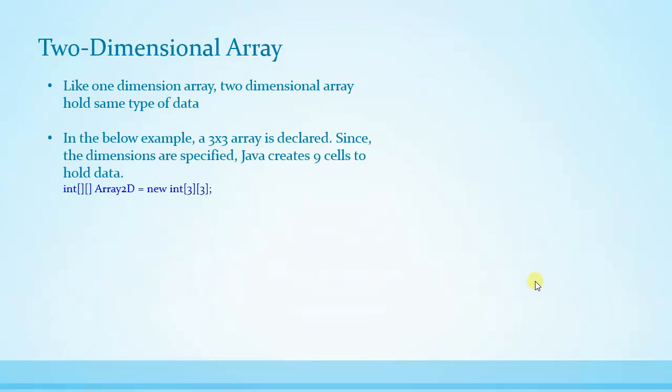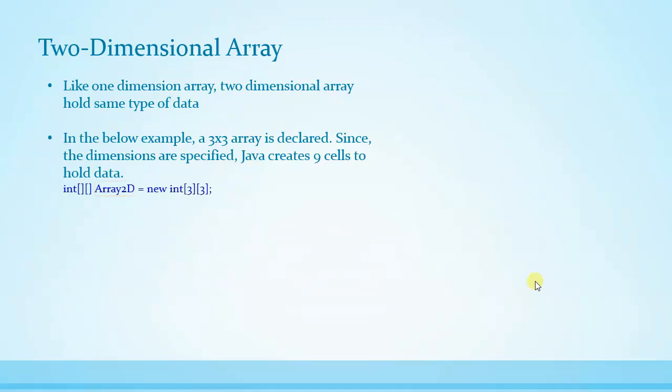Since the dimensions are specified here, that means we specified int of 3, 3. That means in two square brackets we specified 3, 3. The first one specifies the row and the second one specifies the column. And since we asked for a new int of 3, 3, Java allocates space for 9 cells to hold integer values. And this array is reachable by array2d, that's the name given to the array.